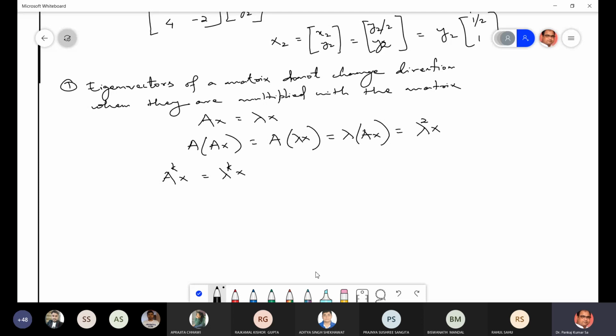And in the same way, I can also write A to the power minus 1 x, that is A inverse x, is equal to lambda inverse x. And this is possible only when lambda is not equal to 0.